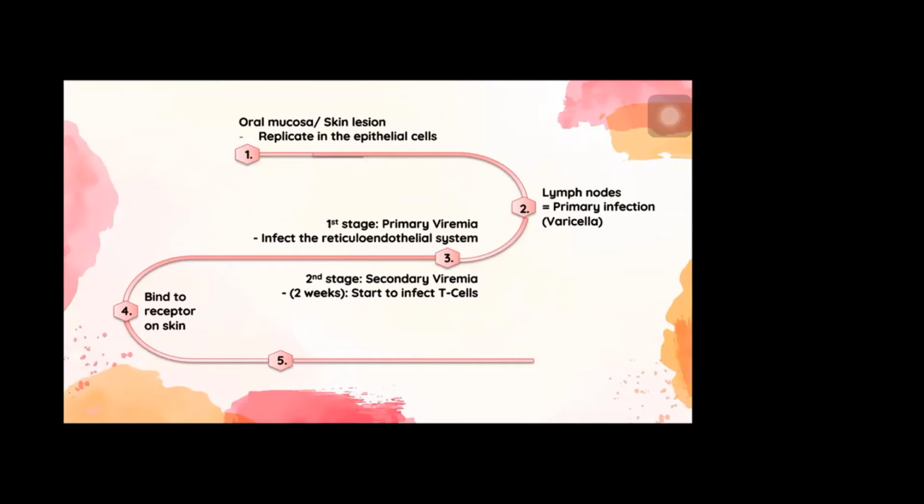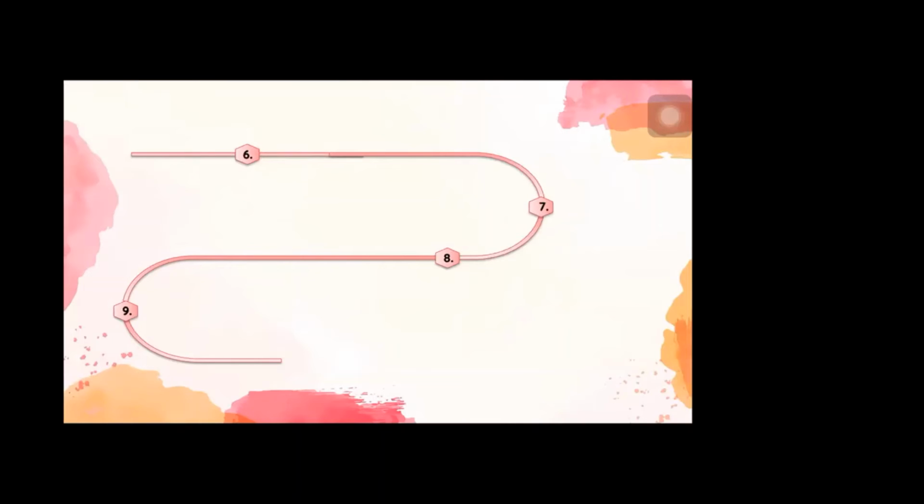Then it will bind to the receptor on the skin, and once the T cells reach the skin, they will release the virus. After the virus is released, it can infect the keratinocytes, which then allows it to spread through the skin directly from cell to cell. Sometimes the cells can fuse together, forming a syncytium.